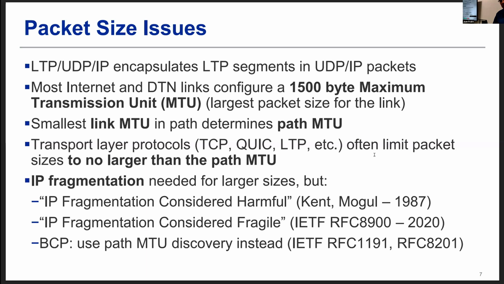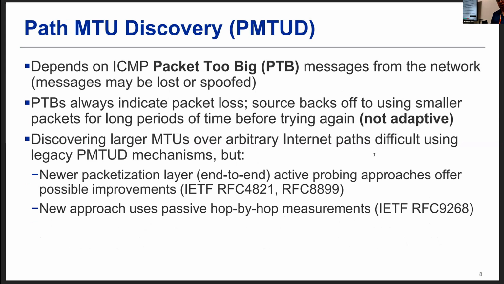A study back in 1987, and a newer study that the IETF conducted in 2020 called "IP Fragmentation Considered Fragile." And so now the IETF is instead recommending to use path MTU discovery instead of fragmentation wherever possible. But the problem with path MTU discovery is it depends on a message coming back from the network called a "packet too big," but these messages might be lost or spoofed. So the packet too bigs always indicate packet loss. The source has to back off to using smaller packets for a long period of time before trying again. And that's not adaptive. You're always stuck in small packet sizes.